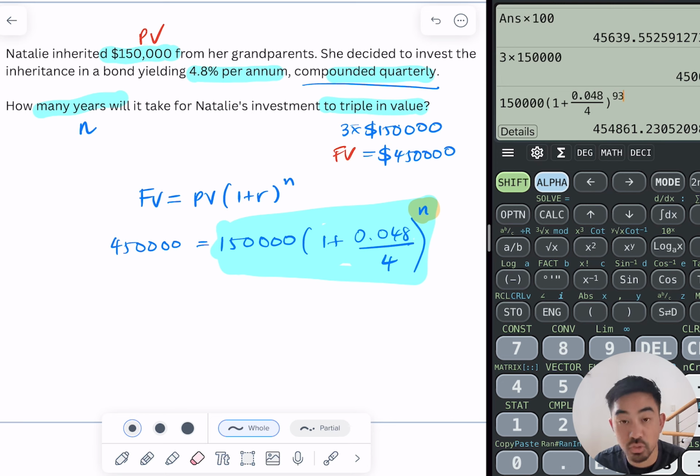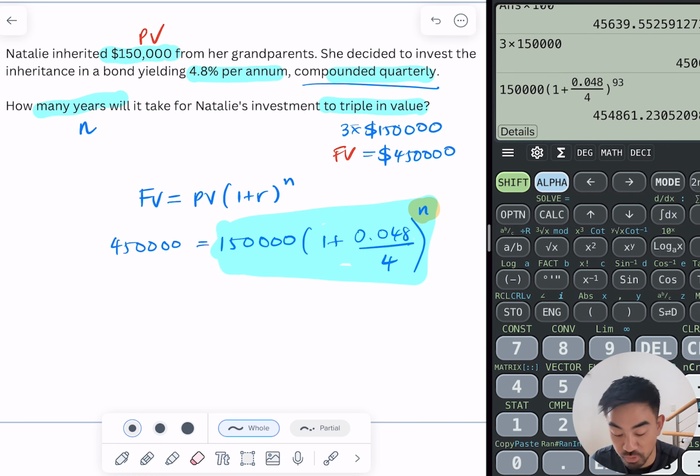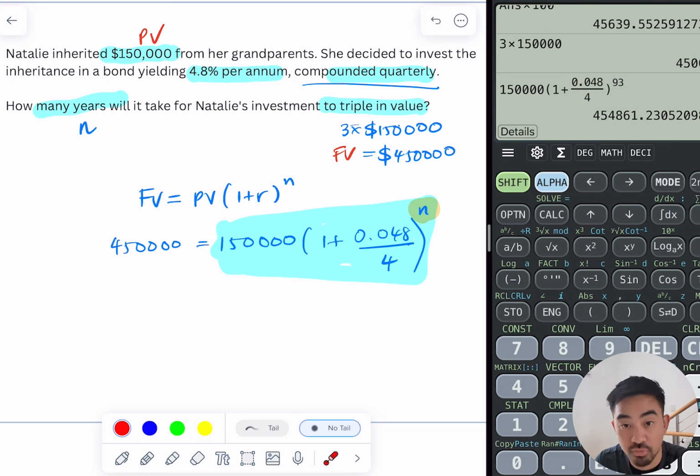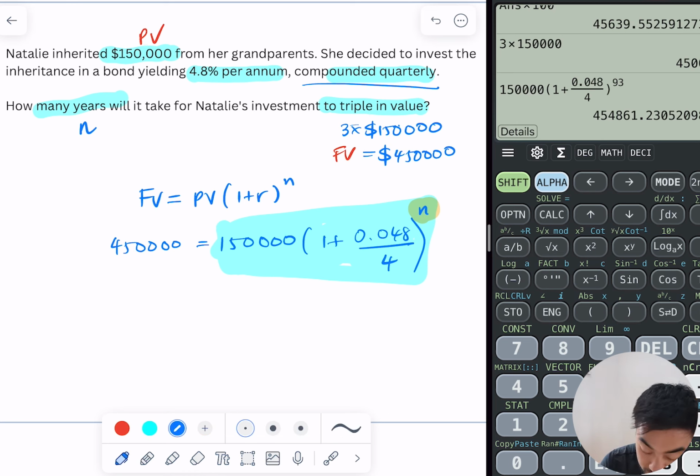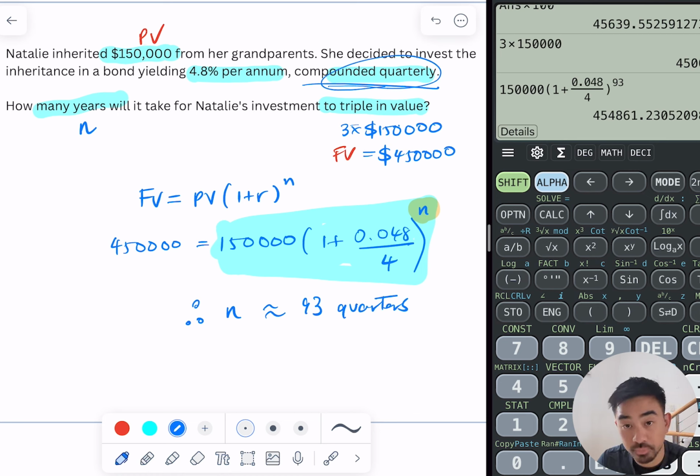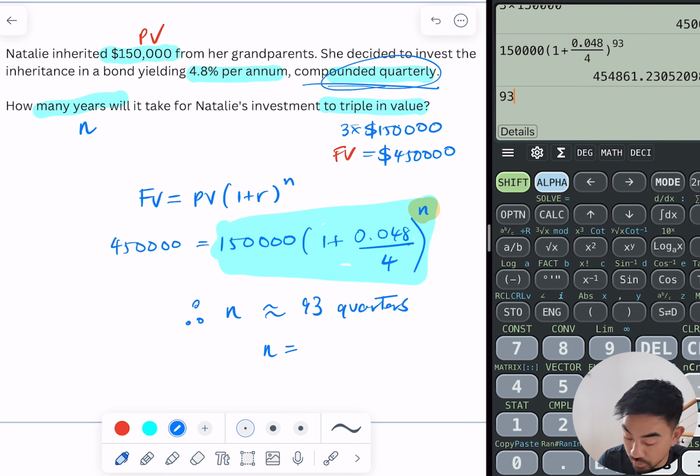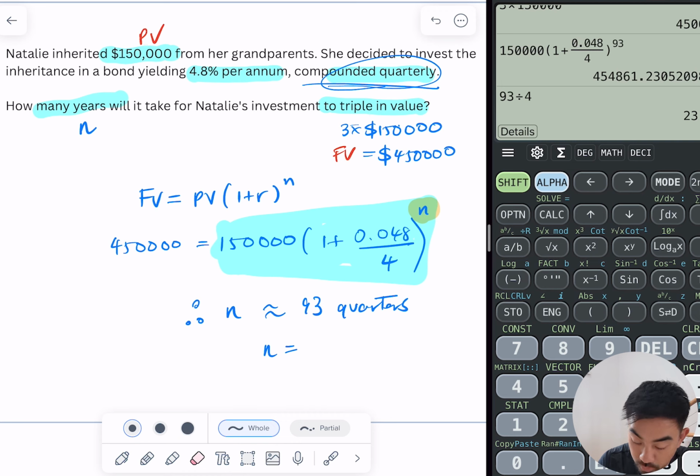93 is going to get me to... Oh, no, it won't. That's 454,000. Oh, yeah, it will. So 93 is going to get me to 454,000, which is more than 450,000. So I say, therefore, my n is approximately 93. Now, what does this 93 represent? This is 93 quarters because it's compounded quarterly. So if I want this in years, I just divide by 4. So 93 divided by 4 is 23.25 years.